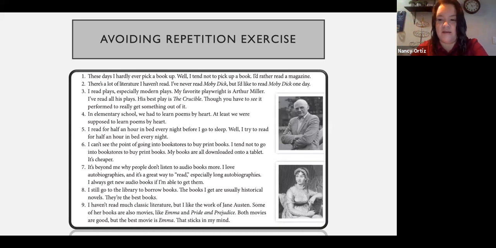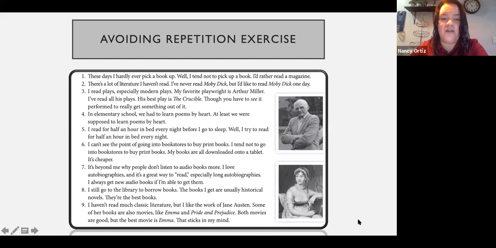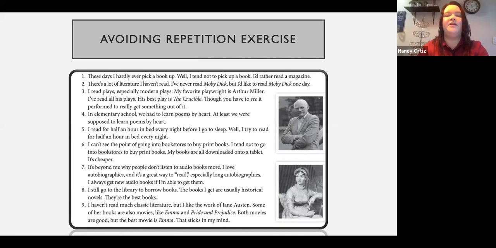Did you see what I did there? I just eliminated that repetition. Well, I tend not to. That's it. I'd rather read a magazine. Do you get the idea of the activity? Yes? All right. So I helped you with number 1. I need you to work with number 2, 3, until 9. Okay? So let's give it 5 minutes. Anyways, I'm going to be asking you, and we check this together. You don't need to copy. Just eliminate the words from your book.